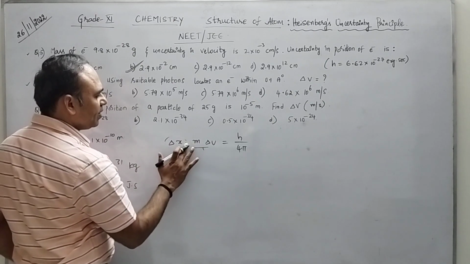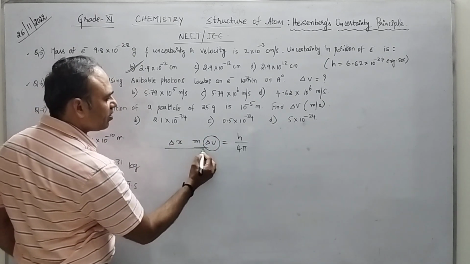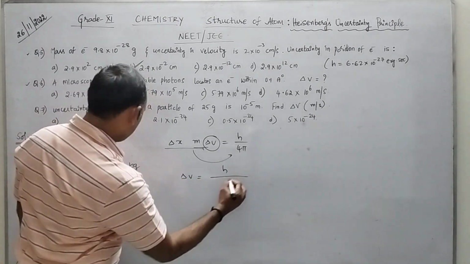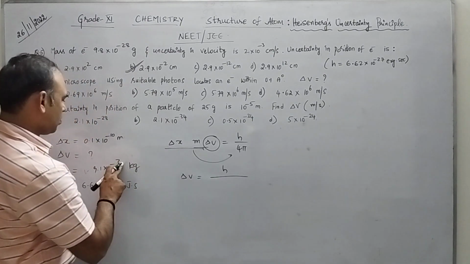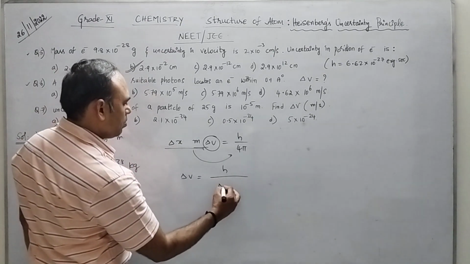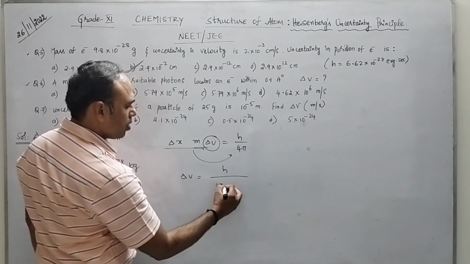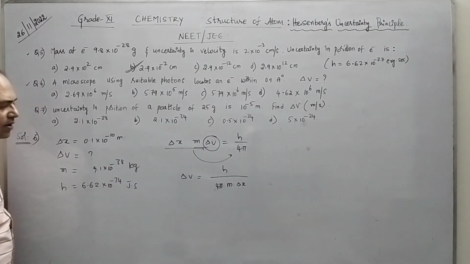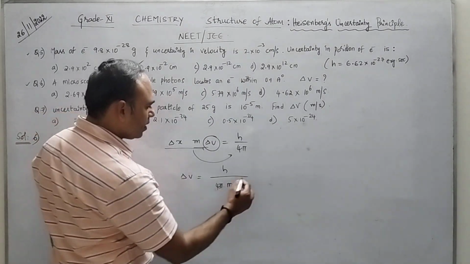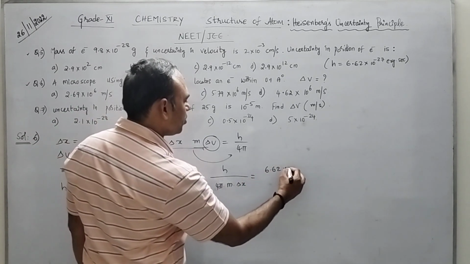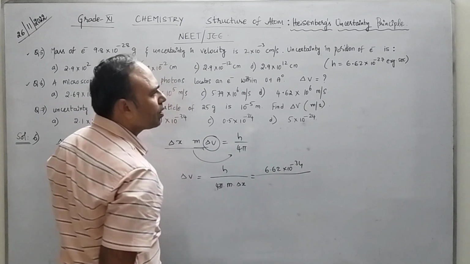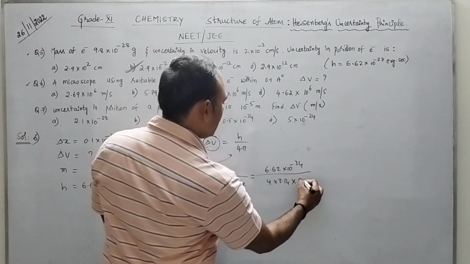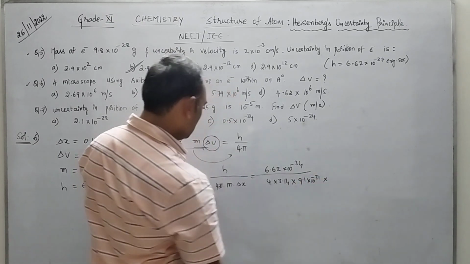We need only delta v, so we want delta v. This term is sent to the other side of the equal symbol. What we get? Delta v is h by four pi into m into delta x. See, mass is nothing but 9.1 into 10 to the power of minus 31 kg. Next, on substituting, you get 6.62 into 10 to the power of minus 34 by 4 into pi value 3.14 into 9.1 into 10 to the power of minus 31 kg into delta x.